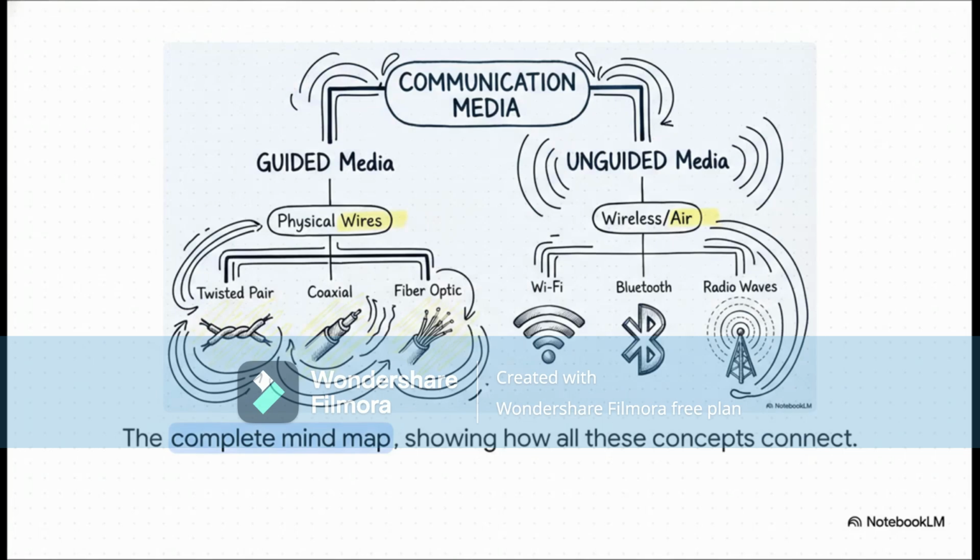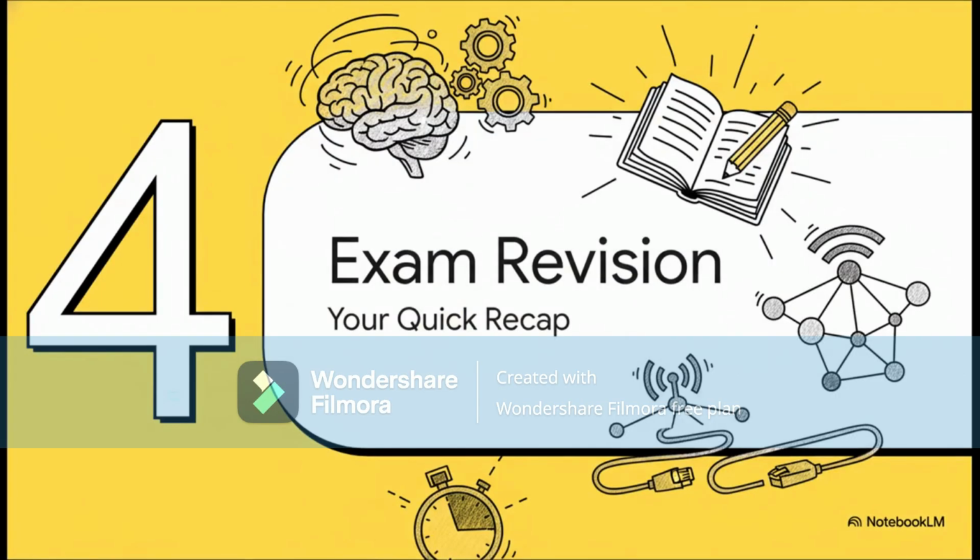And here it is. This mind map shows you the whole shebang. You can see communication media right at the top, and how it splits perfectly into our two main types. Over on one side, you've got guided, with all its physical wires, and on the other, unguided, which is all wireless, like Wi-Fi. Seriously, take a screenshot of this. It's perfect for revision.